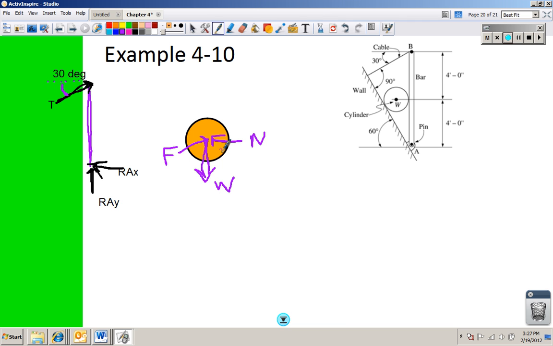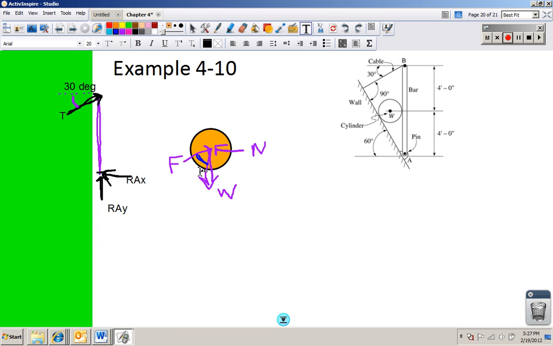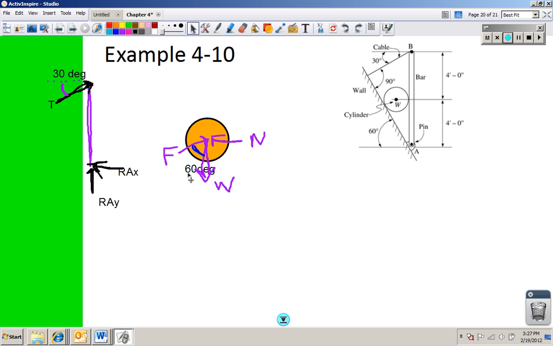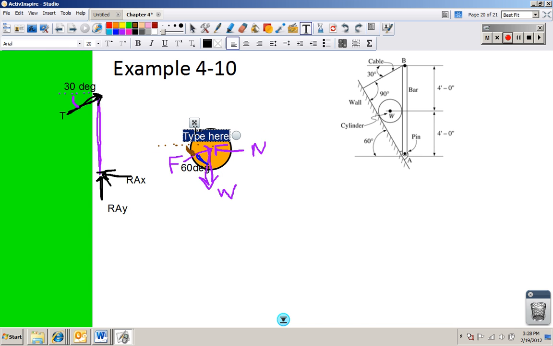Now let's think what we know about that force F. One of the things we know is that this wall is at a 60 degree angle, and this is like a box on an inclined plane then. So this angle is 60 degrees, okay, which means that this angle from the horizontal for F is going to be 30 degrees.